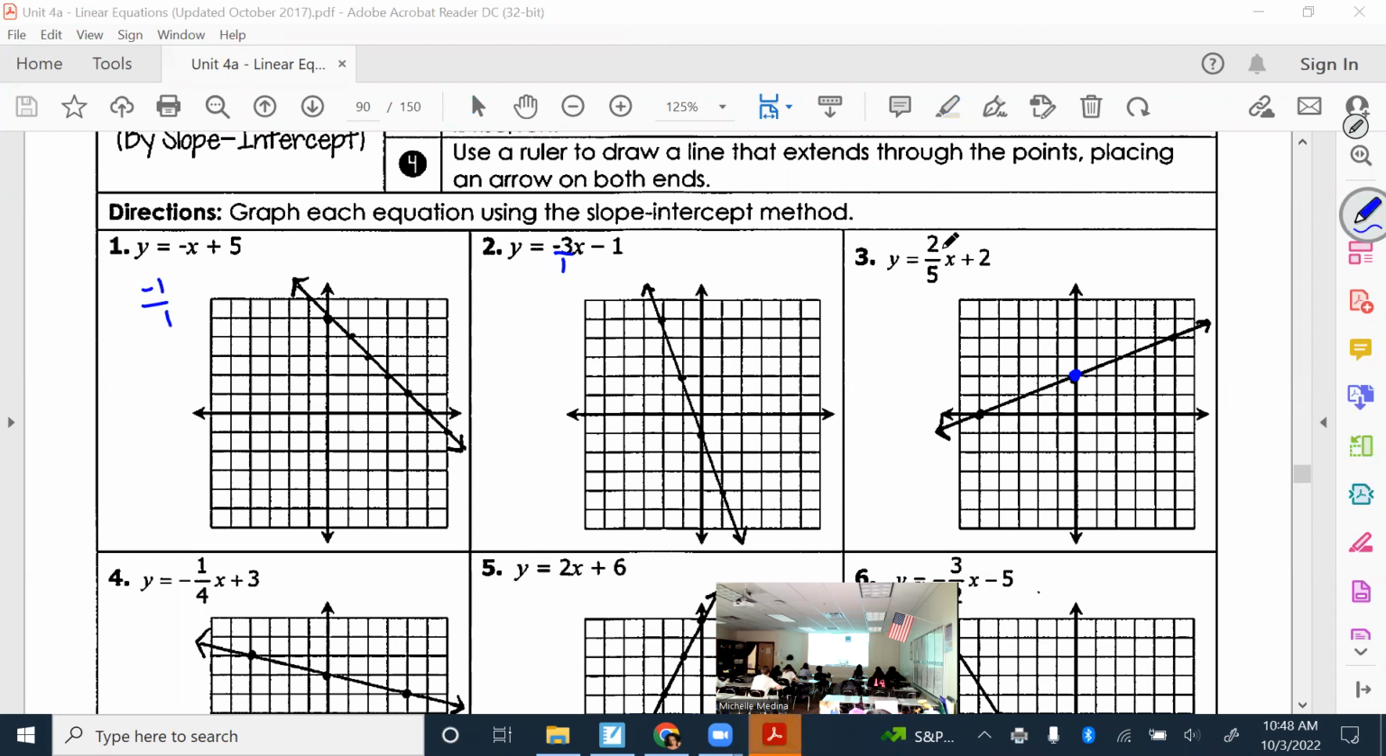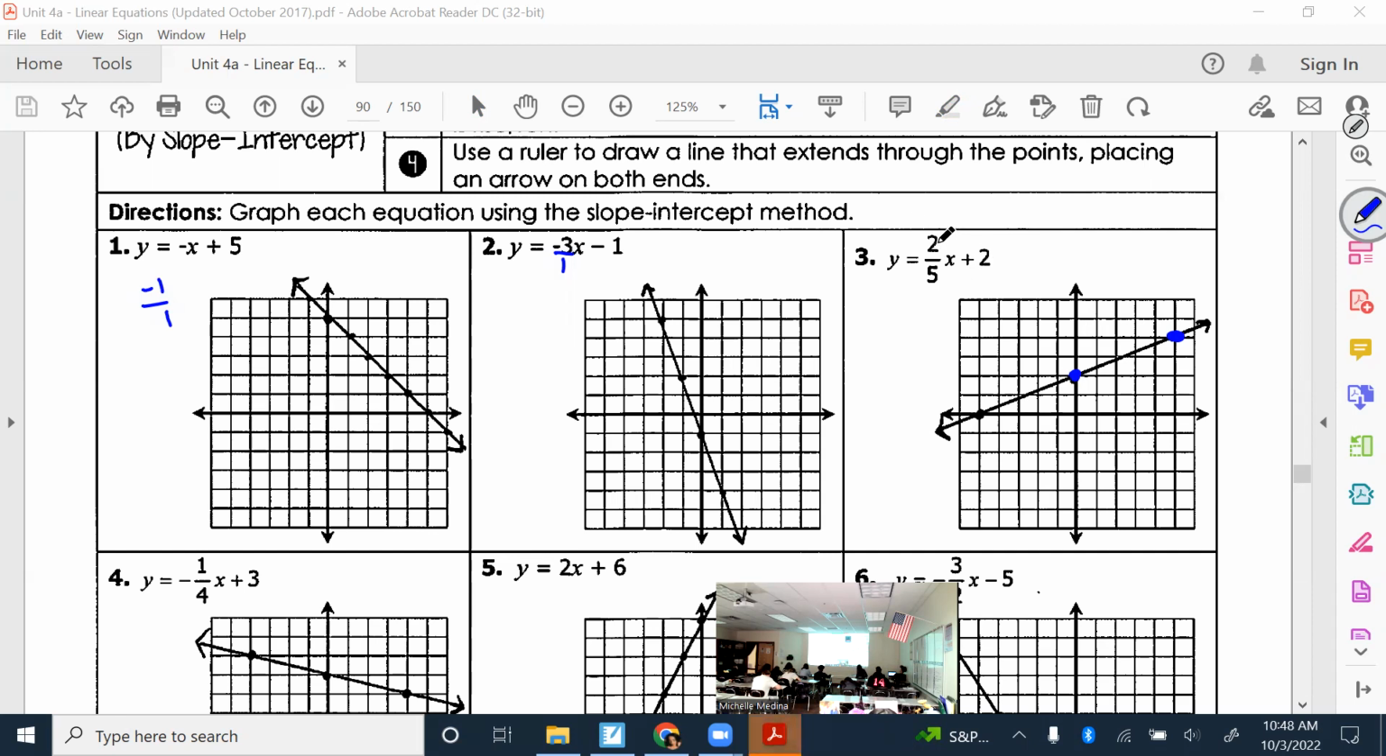This time the run is 5. So the 2 is positive, that means you go up 2. The run, you always go to the right. So 1, 2, 3, 4, 5 to the right. You'll want at least 3 points to make a straight line. The more points you have, the more straight your line is.